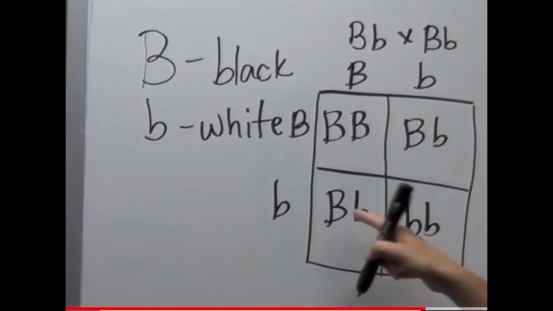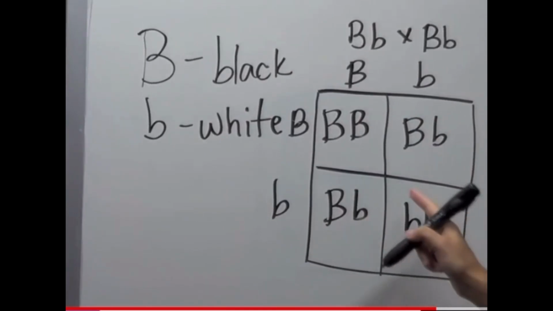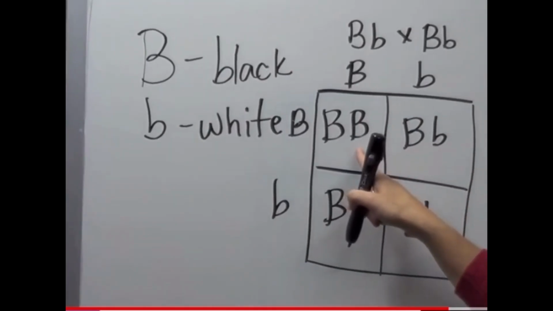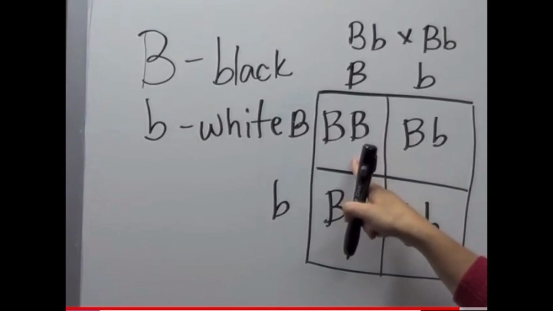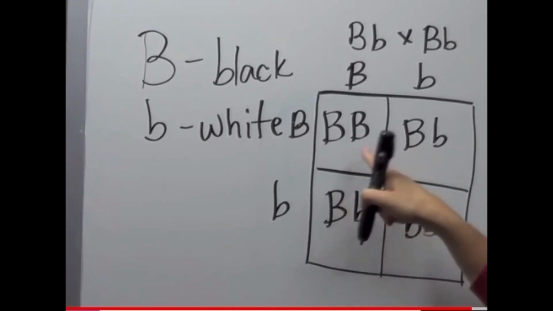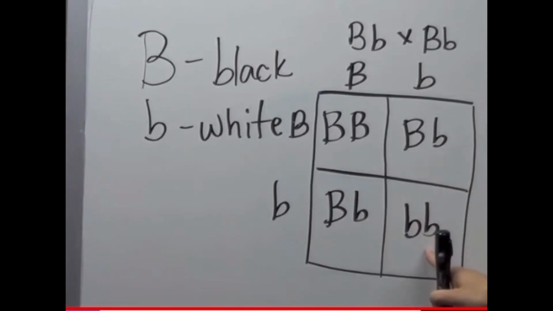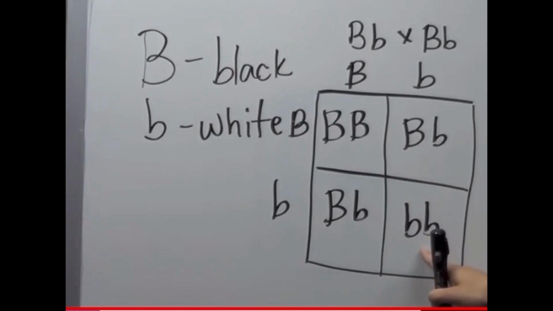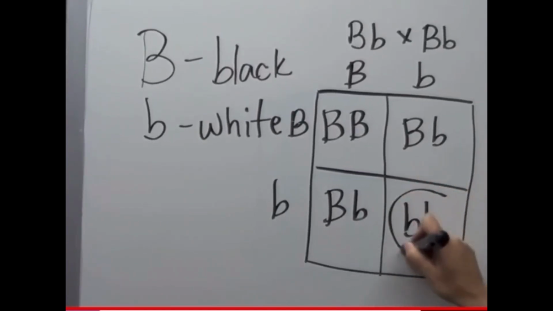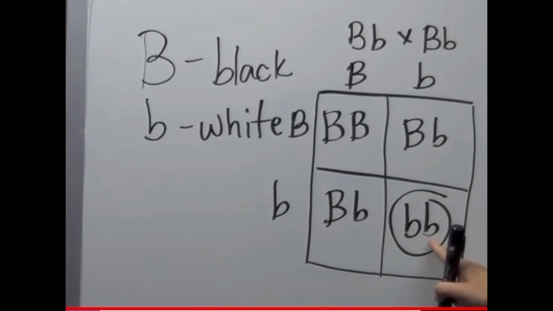So now you have your four boxes, and you can figure out that one out of the four offspring, or 25%, will be homozygous dominant. 2 out of the 4 offspring, or 50%, are going to be heterozygous. And 1 out of the 4 offspring, or 25%, are going to be homozygous recessive. And so this one right here will be the only one that shows the white trait.